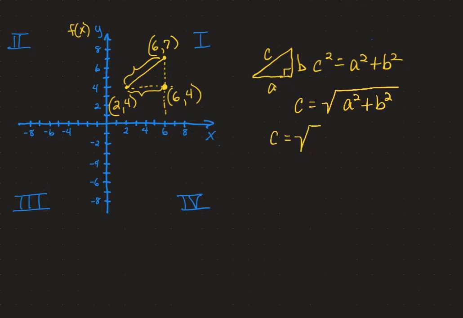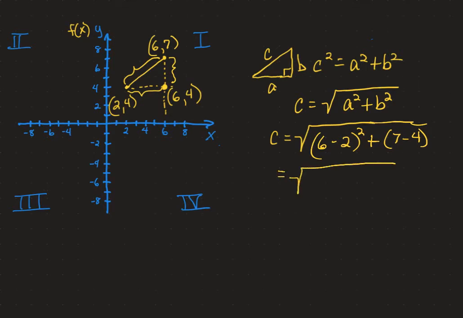So we can say 6 - 2 will give us that distance, and then we square it. Then we take 7 - 4, the y values of the points to the right. So that is actually 4, which we're going to square, and 3, which we're going to square. And that will give us the square root of 16 + 9, or the square root of 25.